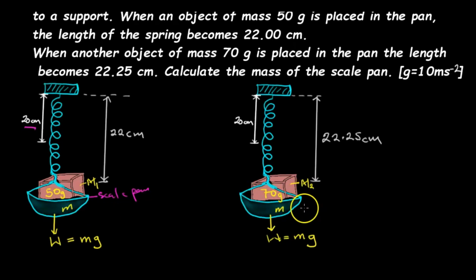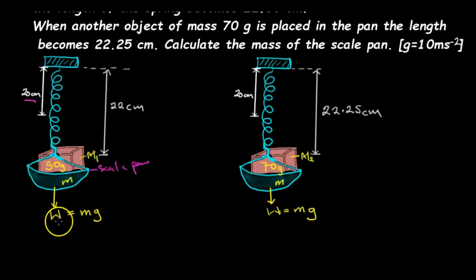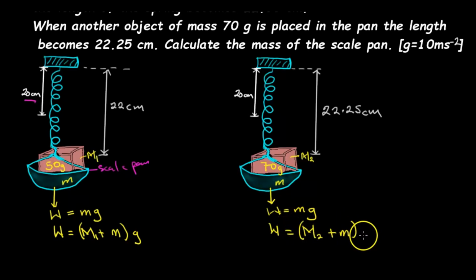The scale pan also has its own mass. Let's call that M. This means that the total weight of the mass of the pan plus that of the loaded object is going to be the sum of the masses times gravity. So the weight for the first one is going to be the sum of the masses, M1 plus M, multiplied by gravity. And the weight here is going to be the sum of the masses, which is M2 plus M, the mass of the scale pan, multiplied by gravity.